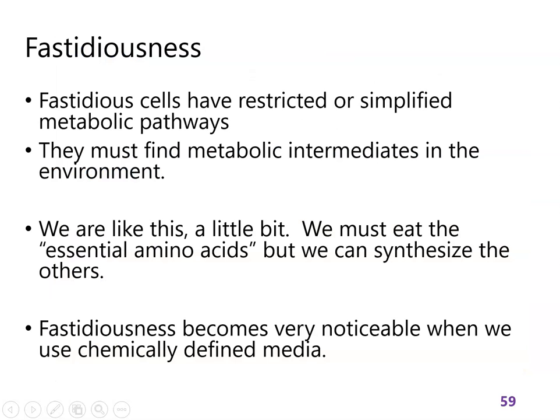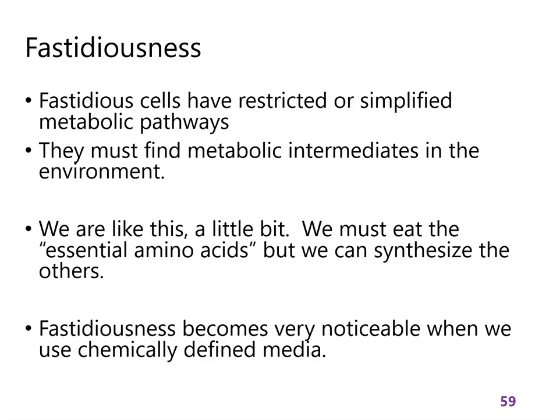Another thing to look at is fastidiousness, and I don't know the opposite of this, but fastidious cells have really restricted, simple metabolic pathways, and that means they don't make their own metabolic intermediates. They have to find them in the environment. So an example of this would be like our cells with the essential amino acids that we have to get from our diet. We cannot synthesize those amino acids in our cells, even though we need them.